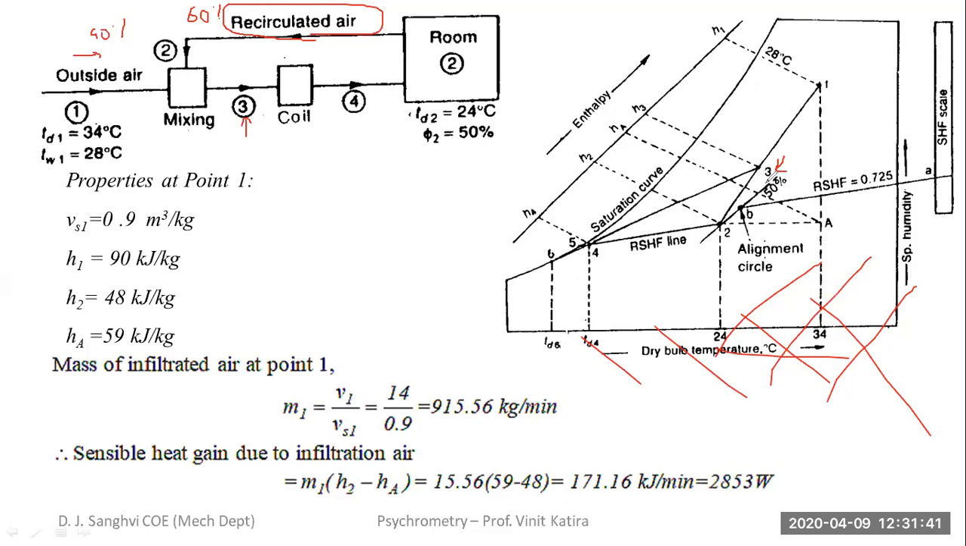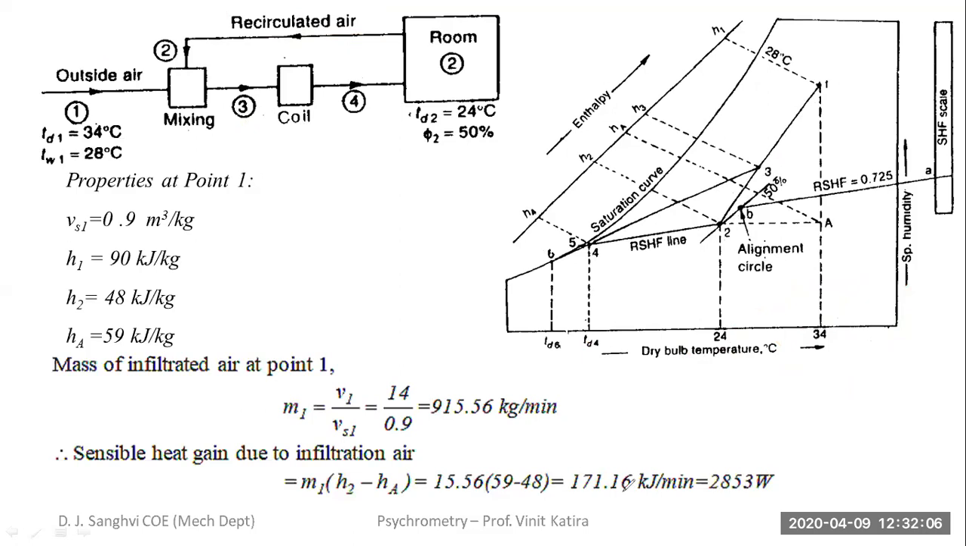Because the room air is in a greater quantity, 60%, and outside air is 40%, the resultant mixing point will be closer to the room design condition. So this length 2 to 3 will be equal to 40% of the length 2 to 1. So in your psychrometric chart, you will locate that point number 3. Around 3.5 centimeter.